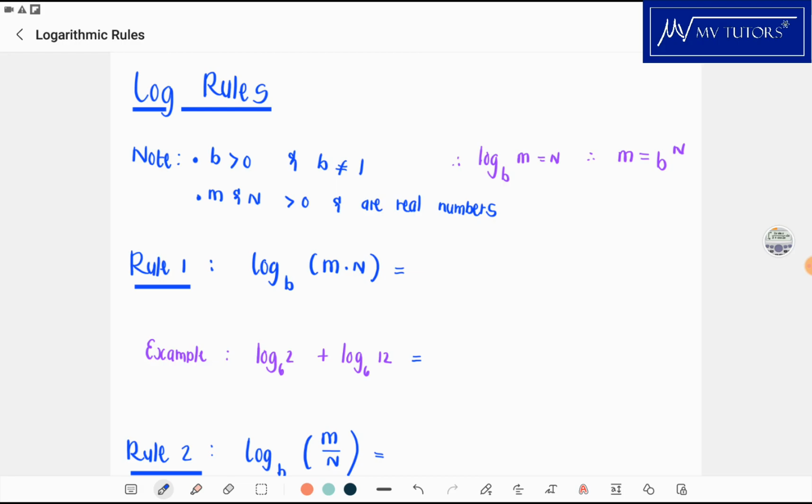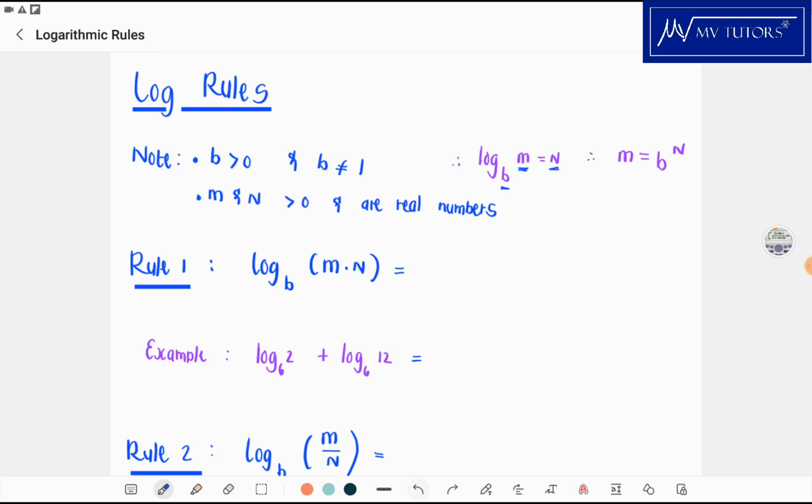So before we even begin, it is good to note, throughout I'll be using M, N, and B, right? So how do you pronounce it? You say log M base B is equal to N, all right? Now the rules are B, your base, must be bigger than 0, okay? And it cannot be equal to 1, all right? And both M and N are also in a position where they have to be bigger than 0 and that they are real numbers, okay?